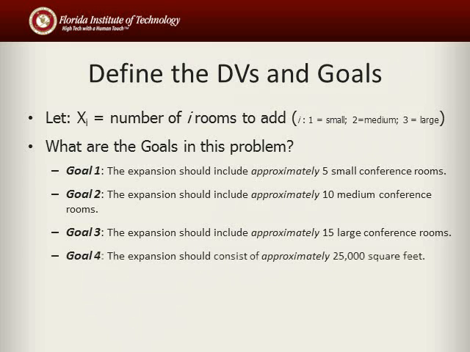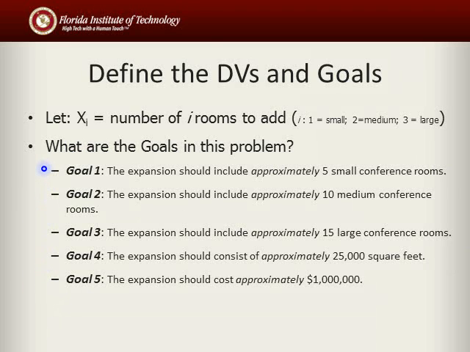Okay. The 4th goal has to do with the expansion size. So the expansion should consist of approximately 25,000 square feet. And the 5th goal has to do with cost. It says that the expansion should cost approximately $1 million. So these are the decision variables of the problem, and these are the different set of constraints or goals for the problem. These are going to be turned into constraints.